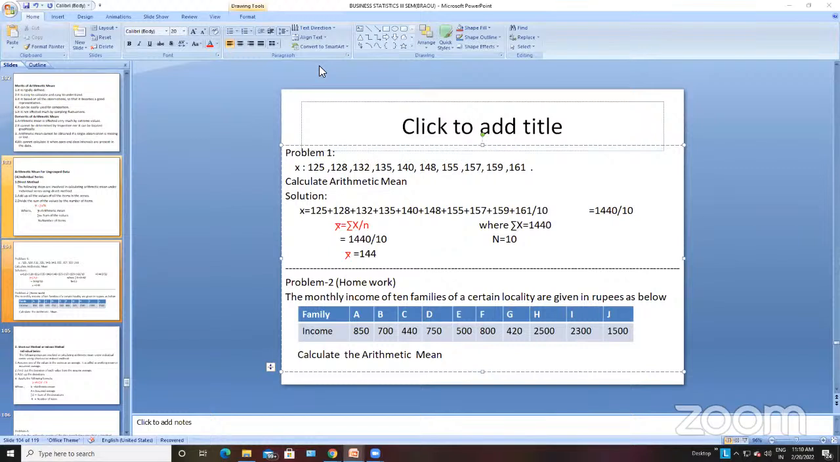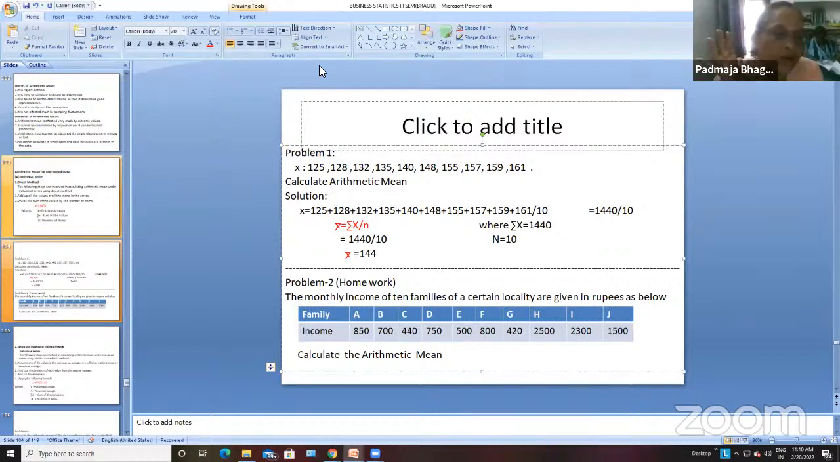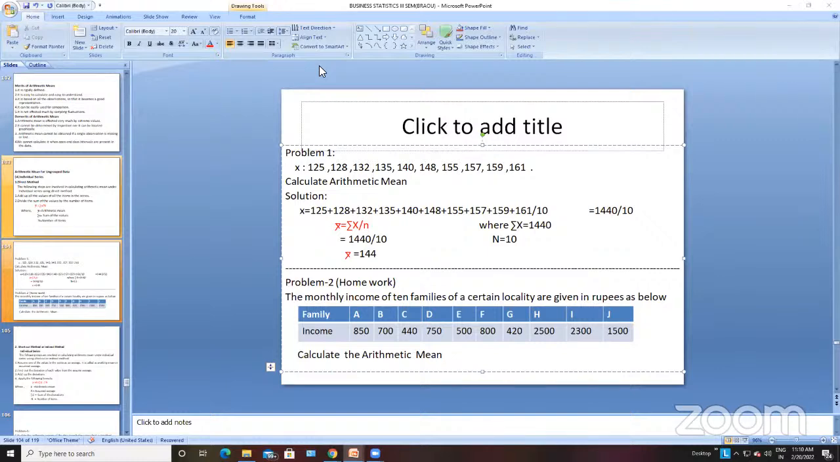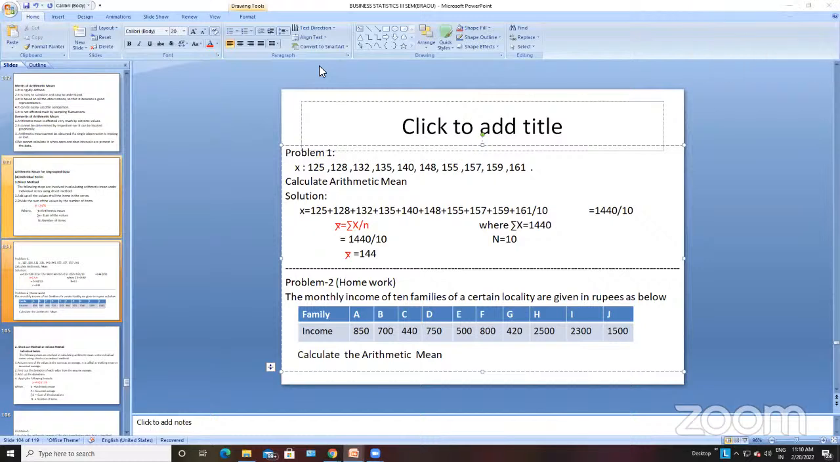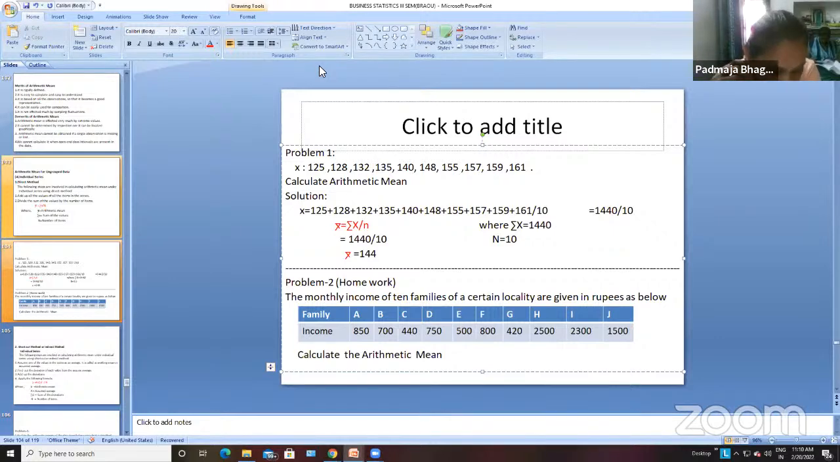Other students? What happened, ma'am? No one is giving an answer. Total 10760. Okay, that is the x value, sigma x value. Then what is the mean value? Ma'am, 1076 I got. 1076 is the answer. Yes, ma'am.